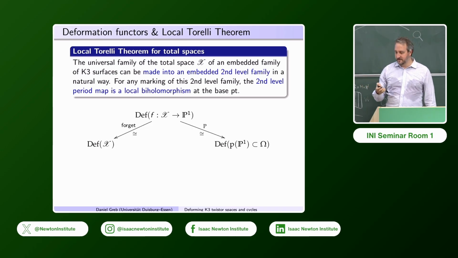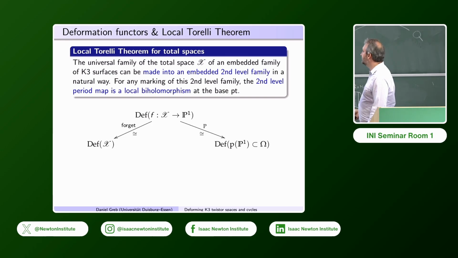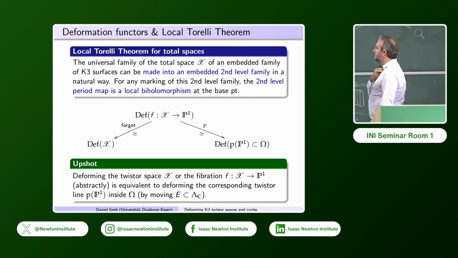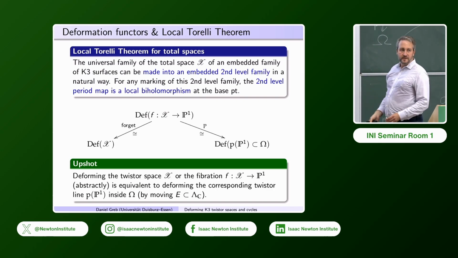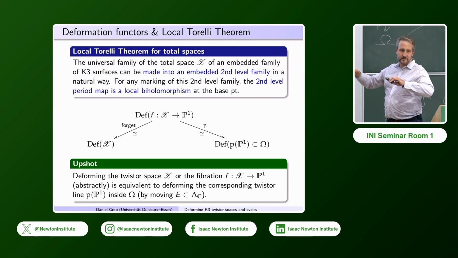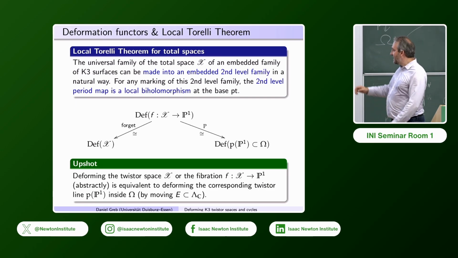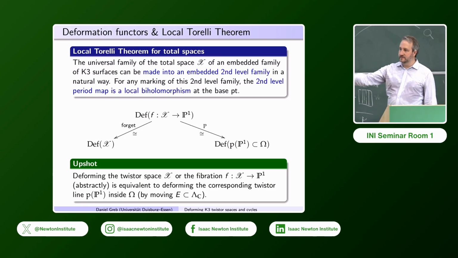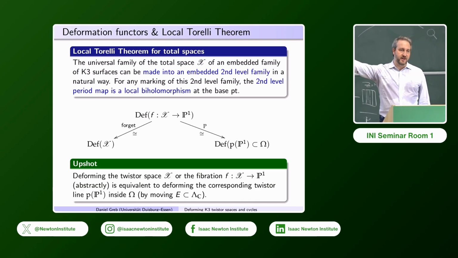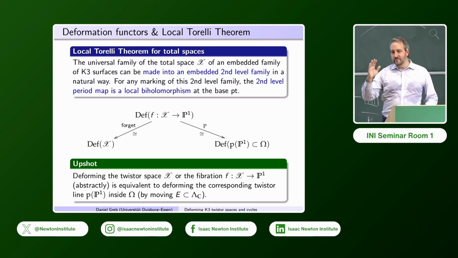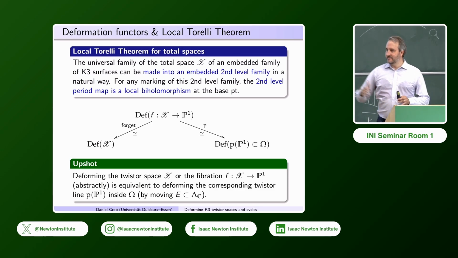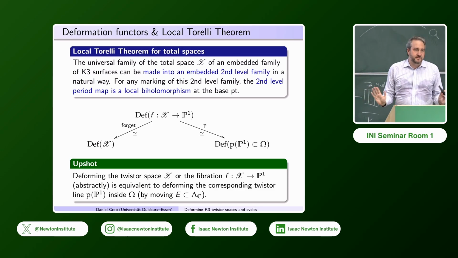Yeah, and I think this is very good news. Okay, the upshot of this discussion is that deforming the twistor space is the same as deforming the fibration in the category of fibrations. Abstractly it is equivalent to deforming the corresponding twistor line inside the period domain by just moving a positive plane. Now, I'm not saying that if I move the plane a little bit, I can write you down the equations for the deformed map f, but somehow looked at all of it, that's just good enough.